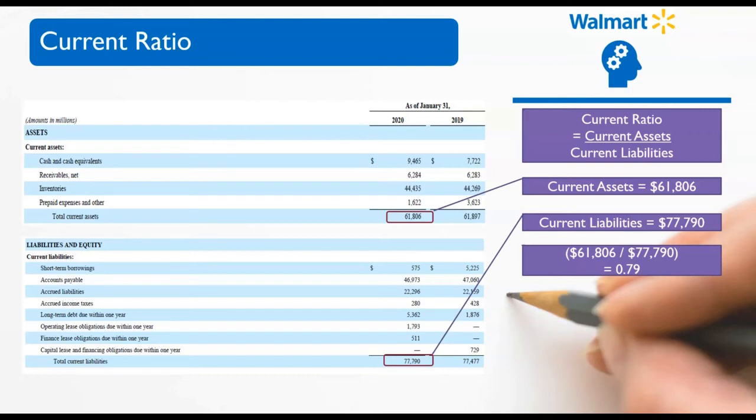So what does this mean and how is it compared to Amazon? Well, this means that for every $1 of current liabilities, Walmart only has 79 cents of current assets. This is not great since we would typically want a current ratio above 1, as we mentioned earlier on the last slide. So in summary, Amazon has a better current ratio than Walmart for this metric.